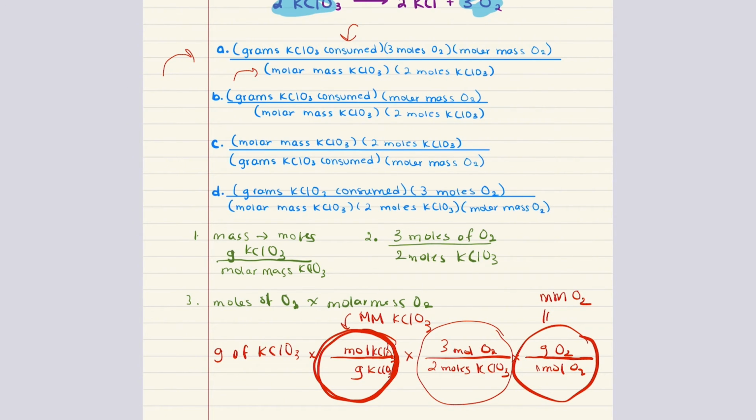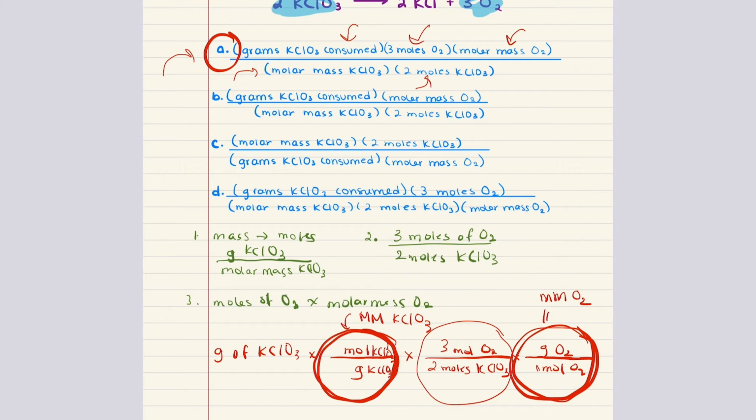3 moles of O2 in the numerator, 2 moles of potassium chlorate in the denominator. That's correct. We have all of that. That checks out. And then we multiply by the molar mass of oxygen gas, grams per mole. That means that we want to look for molar mass of O2 in the numerator, which is exactly what answer choice A has. And so answer choice A is actually the correct answer.